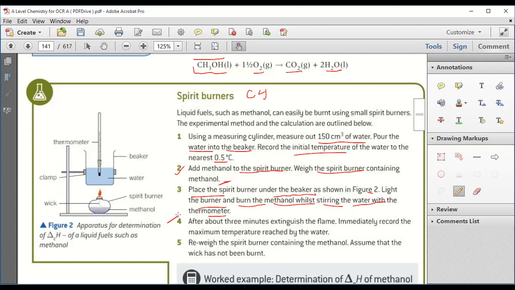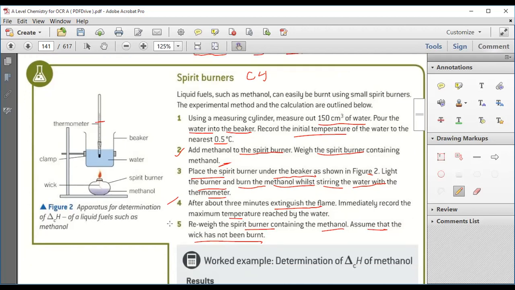After about 3 minutes, extinguish the flame. Immediately record the maximum temperature reached by the water. Now reweigh the spirit lamp with the methanol. Assume that the wick has not been burnt. Again weigh the whole burner. You will find the difference in the weight, because some of the methanol will be consumed.